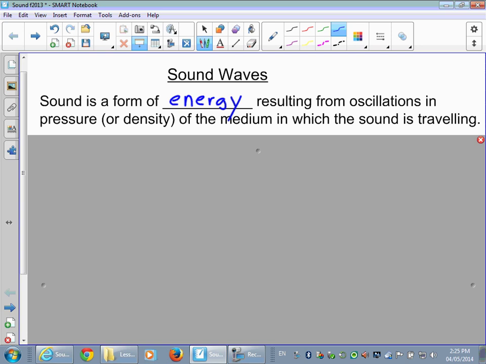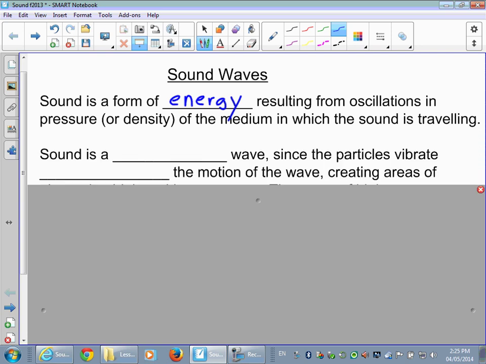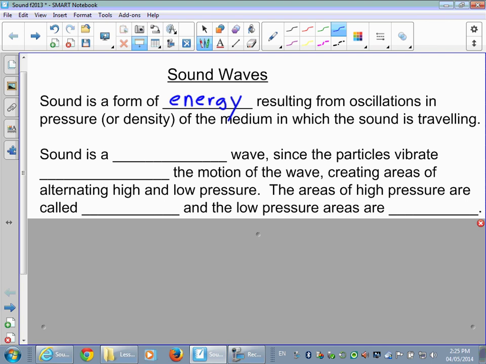So it's an energy resulting from oscillations in pressure of the medium in which the sound is traveling. We looked at longitudinal waves earlier, and we talked about a longitudinal wave being a result of changes in pressure. And when that change in pressure is something that can reach your ear, we call it sound. So as we just discussed, sound is a longitudinal wave.